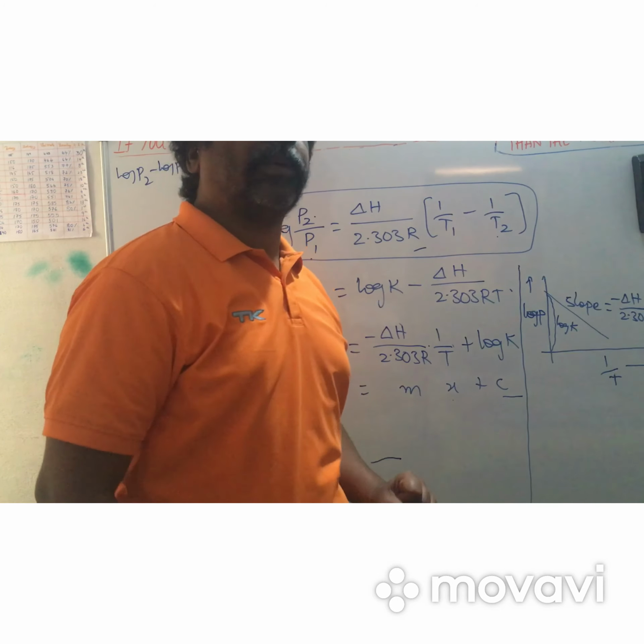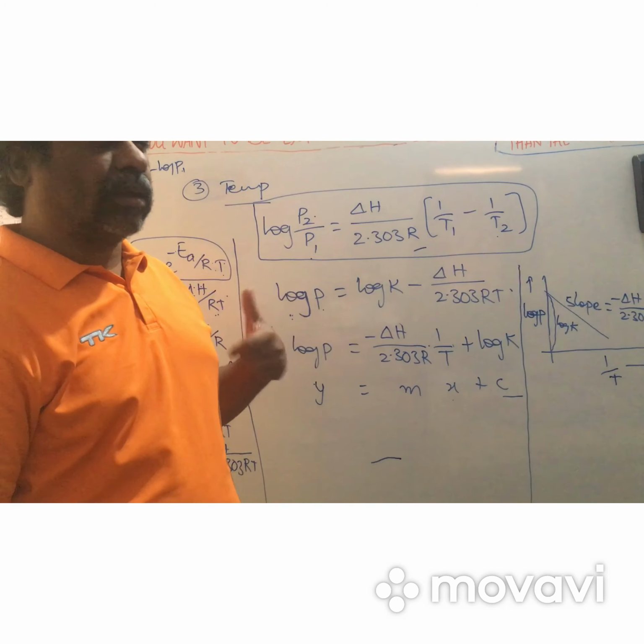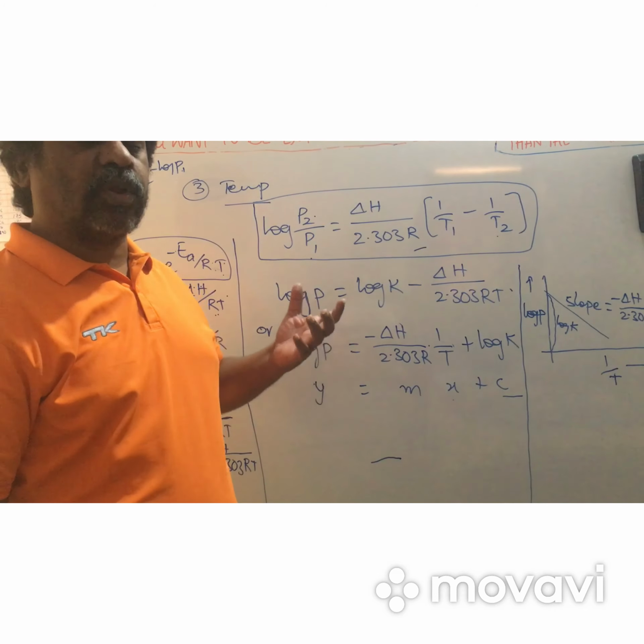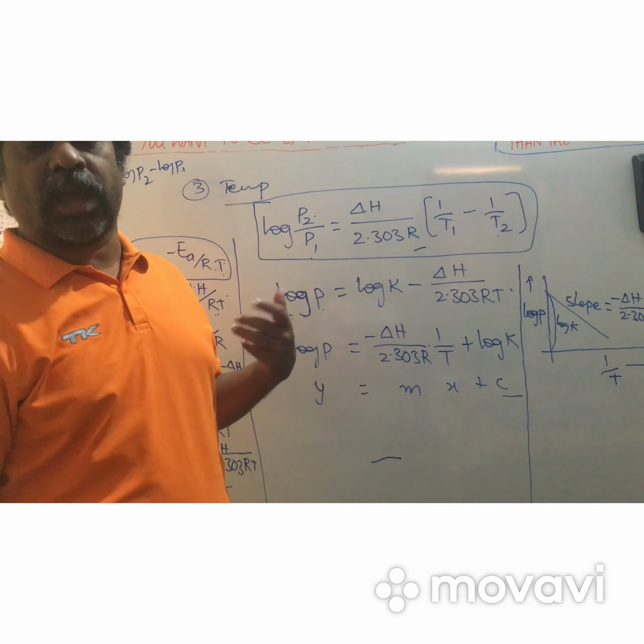So the vapor pressure depends upon three factors. In that, surface area has no effect. The nature of the liquid you have to consider, whether it has a low boiling point or a high boiling point.